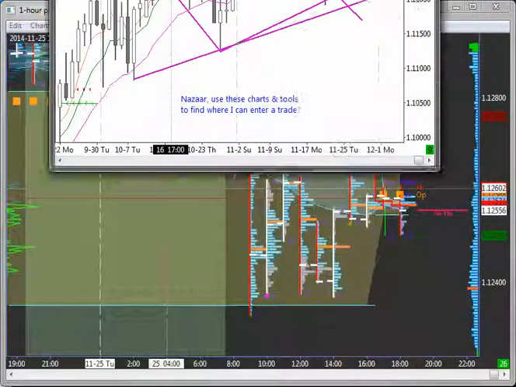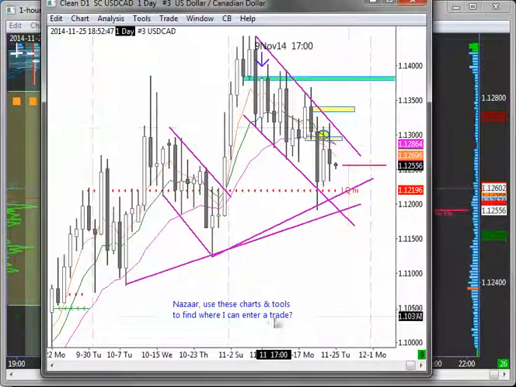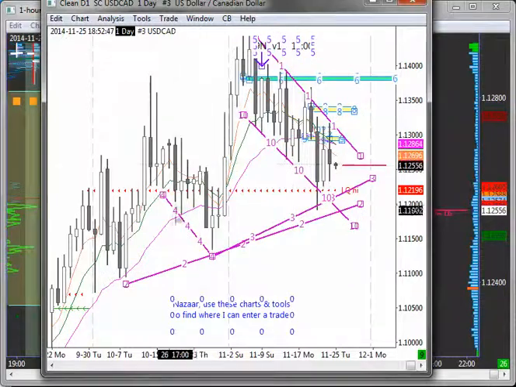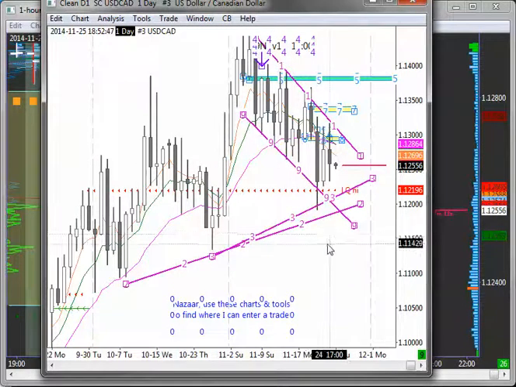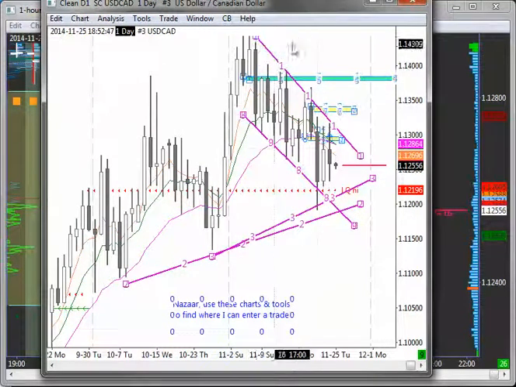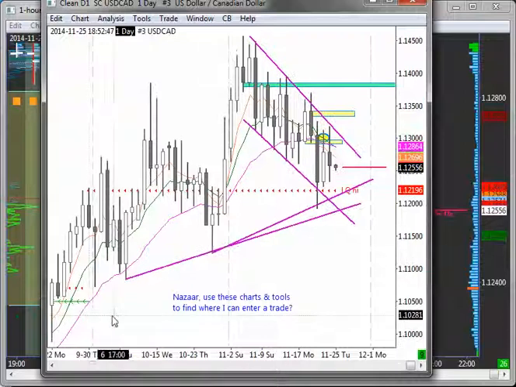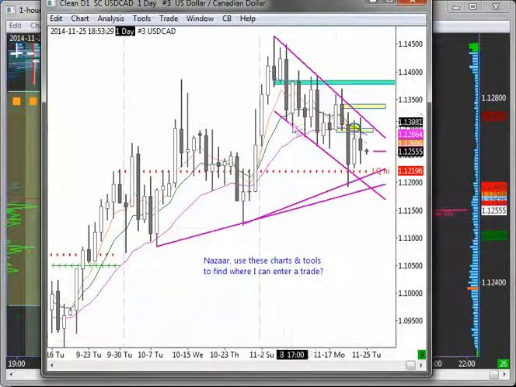In this video, I want to review what happened today in USDCAD. Here's the daily chart of what's happening right now. Let me clean some of this up. So clearly, we are in a downtrend within the bigger time frame uptrend.